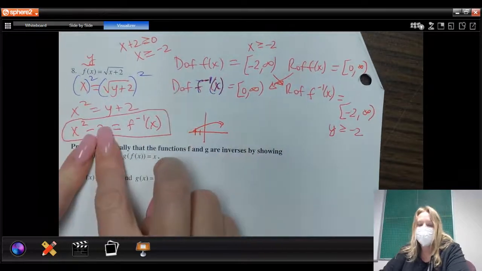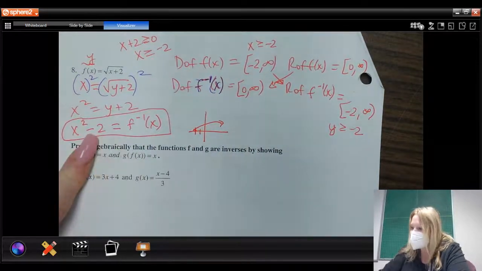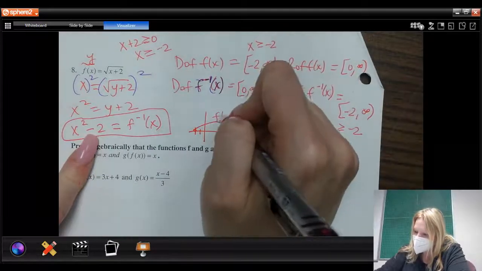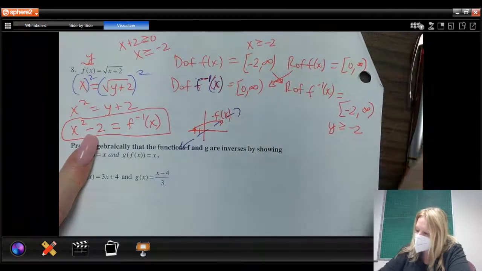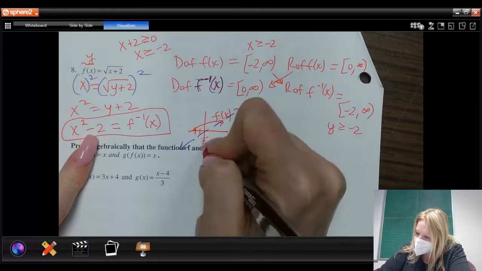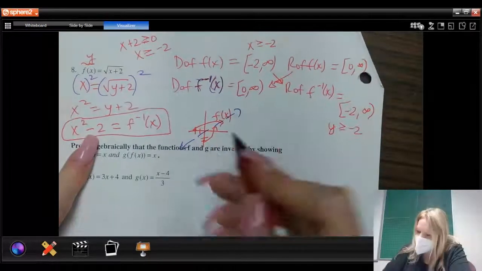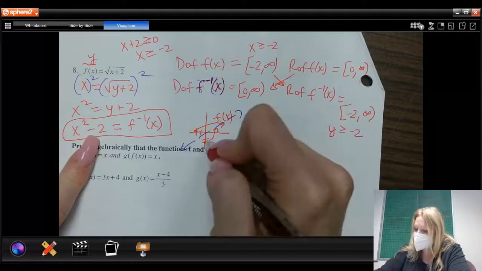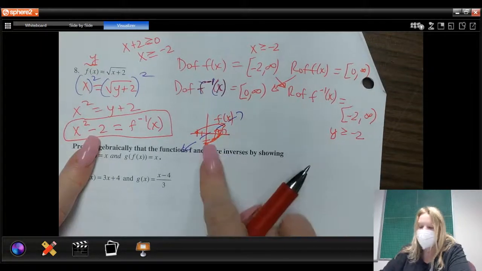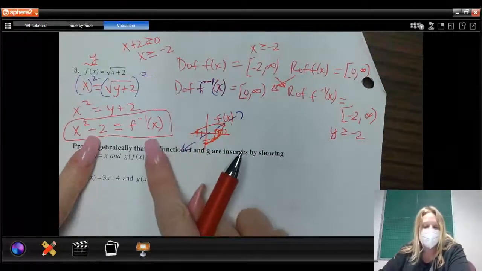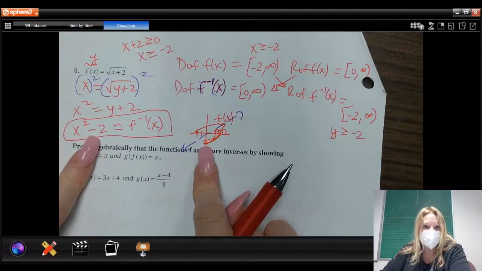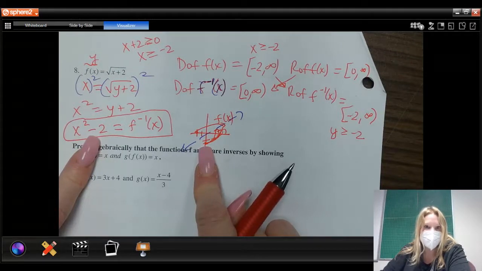Because here's the thing. If I graphed this, so this is the f of x, its inverse is a reflection over the line y equals x. If I reflect this thing over y equals x, I only have that part. Well, actually probably looks a little more like this. But I only have that part of the parabola. I don't have the whole parabola. A parabola would not have an inverse because it doesn't pass the horizontal line test. So remember, for a function to have an inverse, it has to pass the horizontal line test. It has to be 1 to 1.